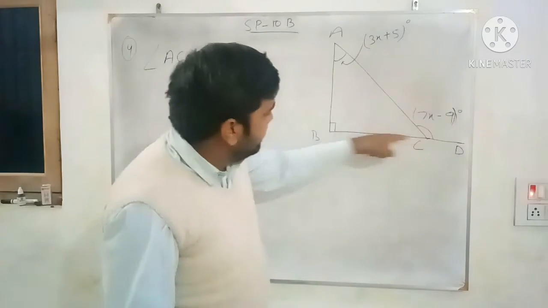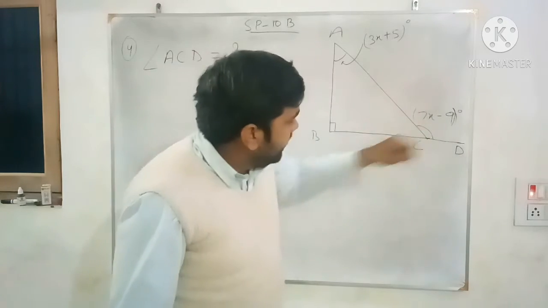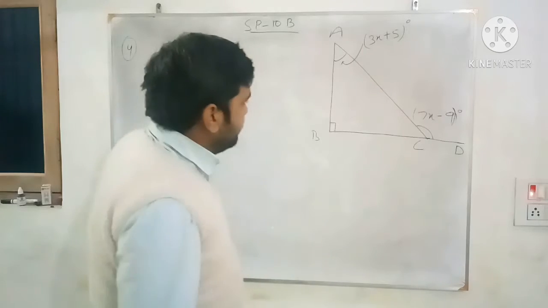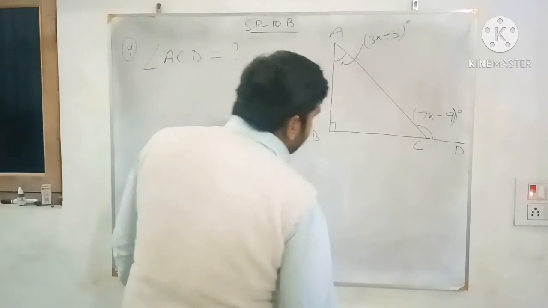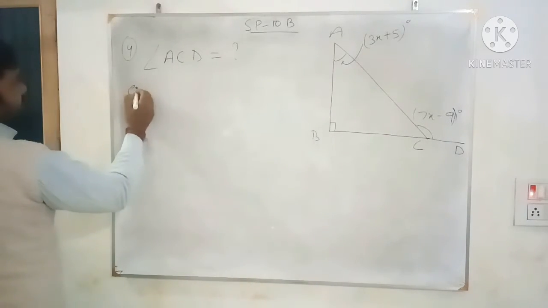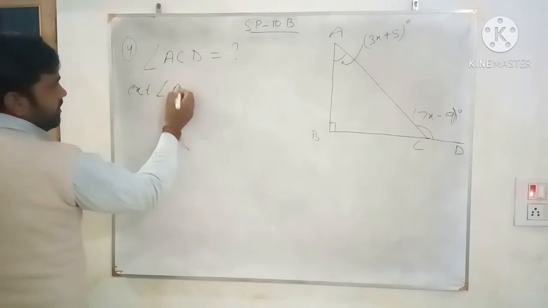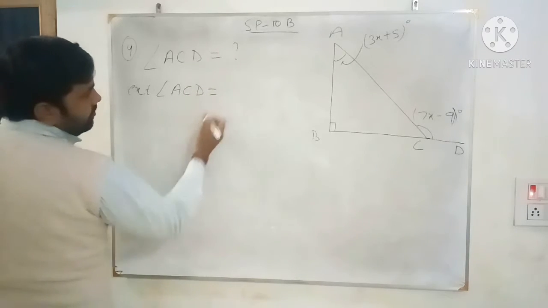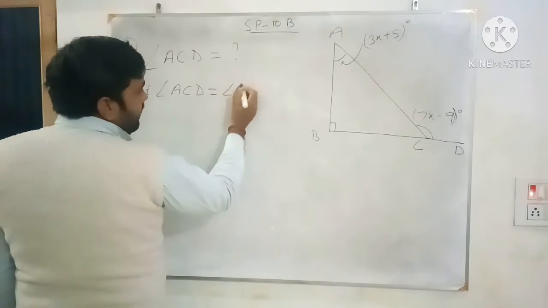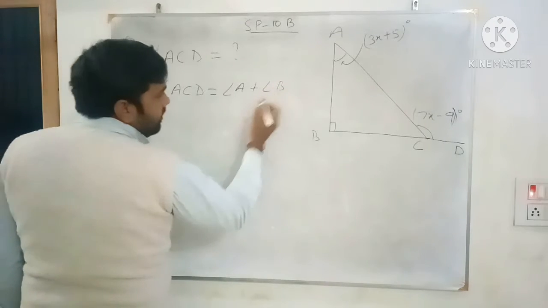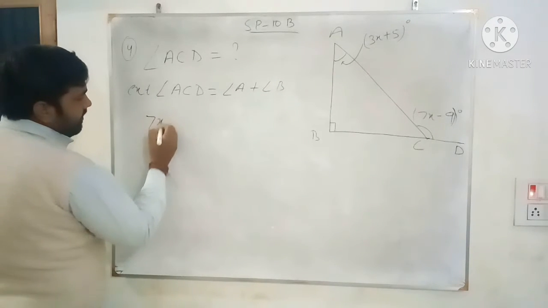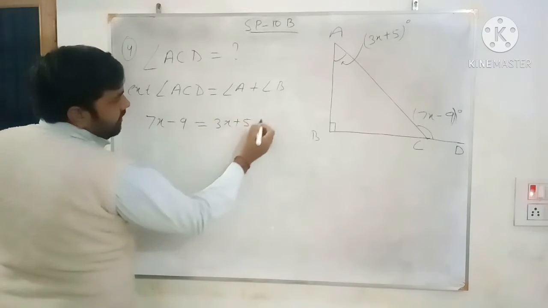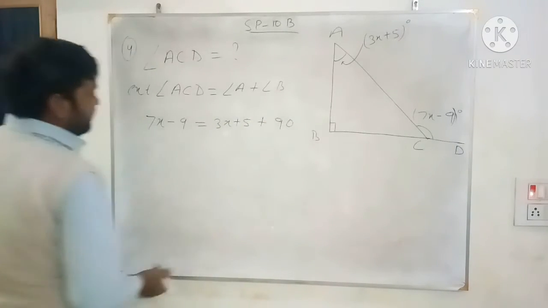Now see this angle ACD. How we find? This is the exterior angle, and the exterior angle is equal to the sum of the interior opposite angles. So we will make an equation. So what we write? Exterior angle ACD is equal to angle A plus angle B. Now the measurement of exterior angle ACD is given 7x minus 9 and angle A is equal to 3x plus 5, plus angle B is equal to 90 degree.